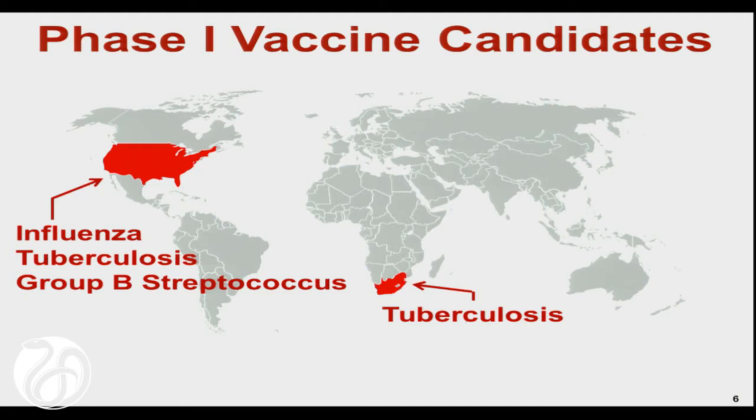We were charged in the first committee with having several test drives. We chose influenza, tuberculosis, and group B strep in the United States, and tuberculosis in South Africa as the test beds, and there are data on those in the first report.